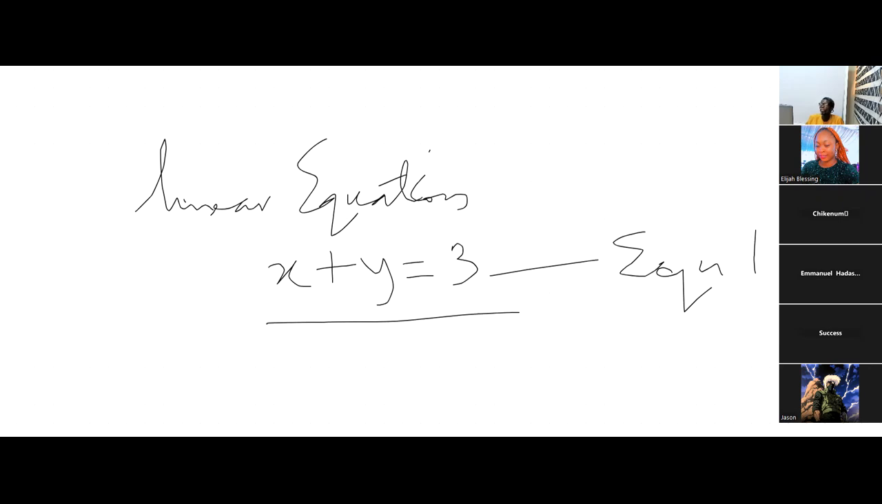In the equation I've written, equation 1, which says x plus y is equal to 3, that's an example of a linear equation. And the variables therein are x and y. The variables therein are what? X and y.